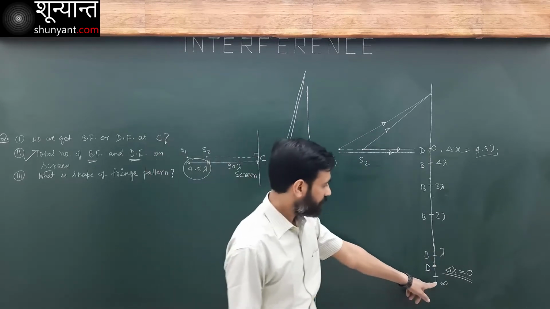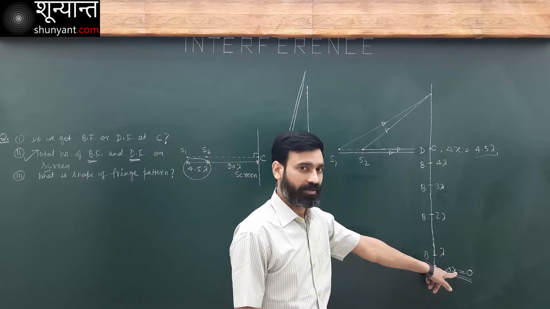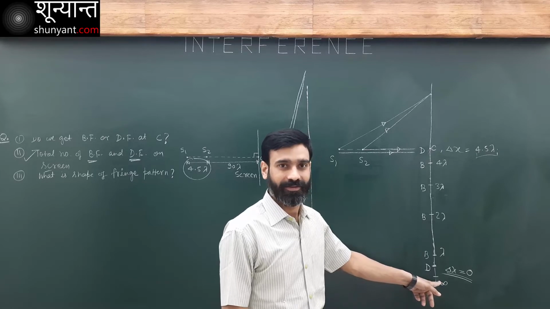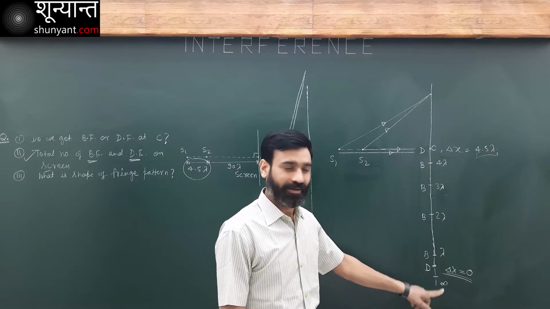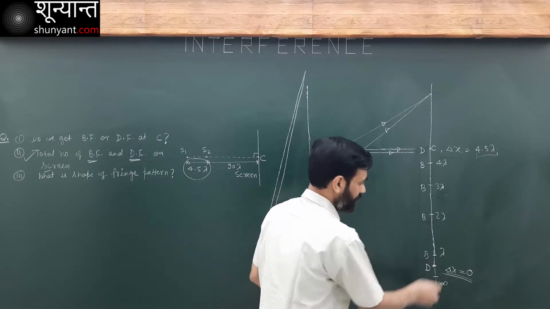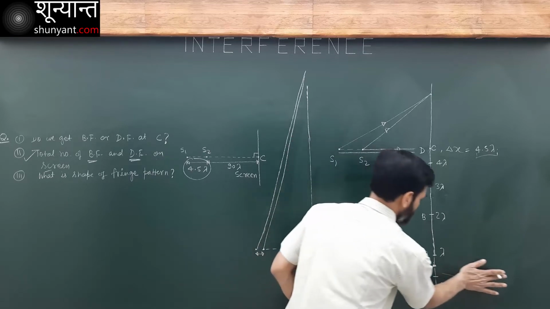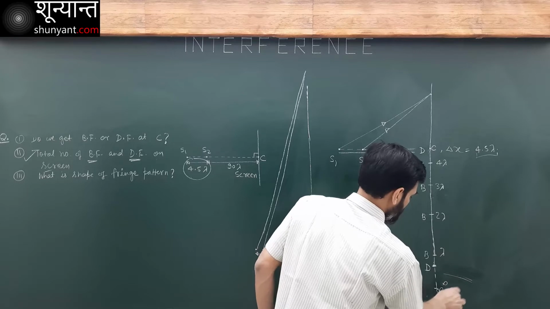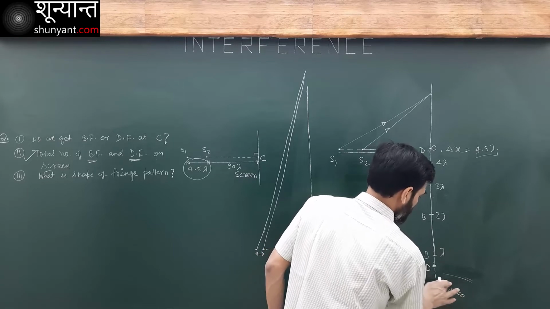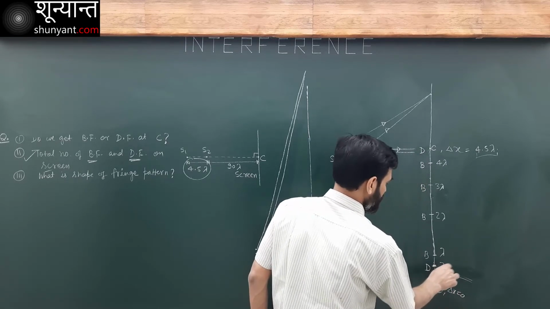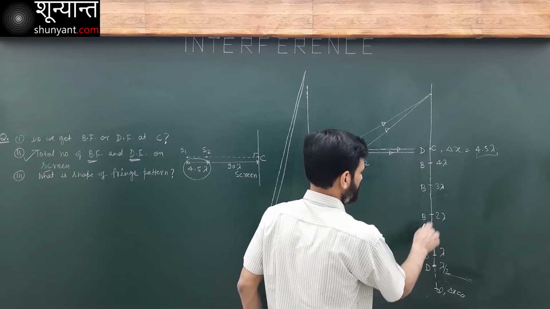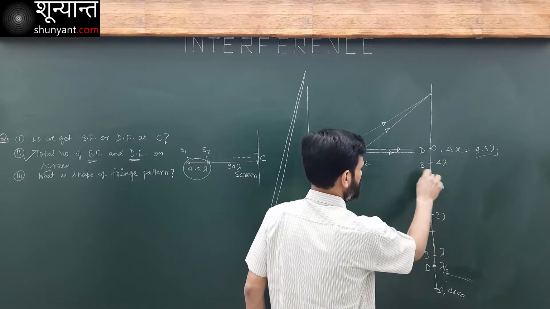At infinity, delta x is 0, but I cannot reach infinity. I can reach up to this point, lambda by 2. I cannot reach the point at infinity. Now, between two bright fringes, I will get a dark fringe.